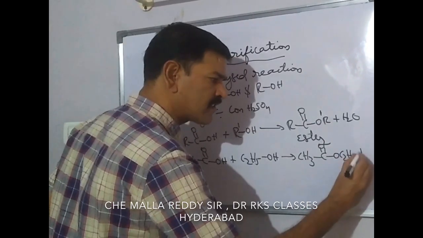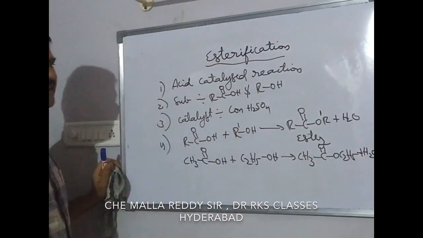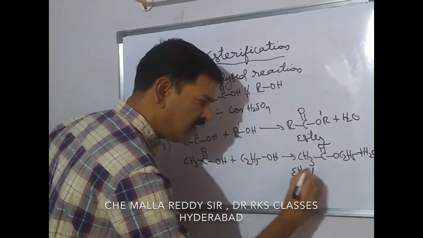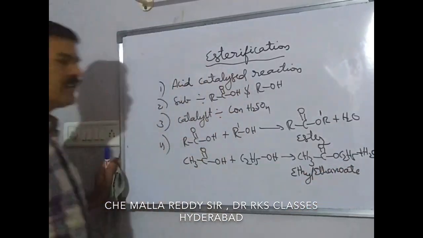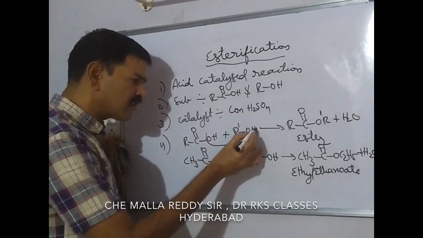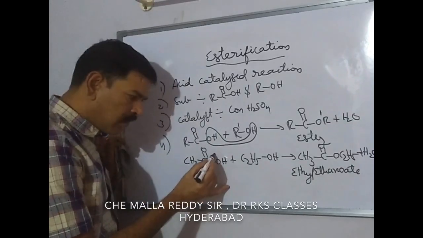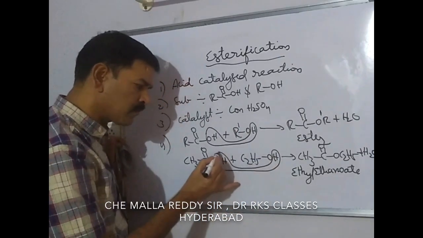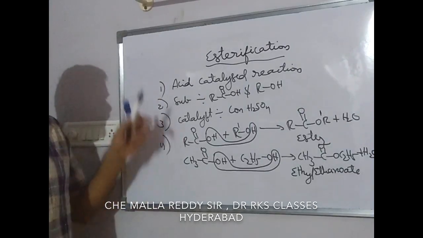Ethyl ethanoate is formed. Here, water is eliminated: from the carboxylic acid the OH is removed, and from the alcohol the H is removed. This is esterification. Here, the important topic is the mechanism.